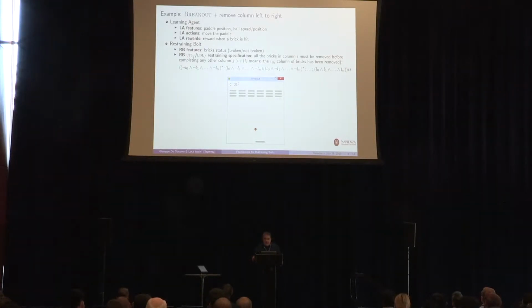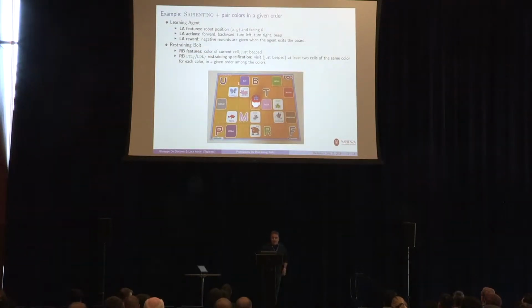And the restraining specification is this formula over here. This formula essentially says, I want to break one column at a time. I don't want to break completely the second column if I have not broken the first column. It's expressed in LDLf, linear dynamic logic over finite traces. Let me give you another example.